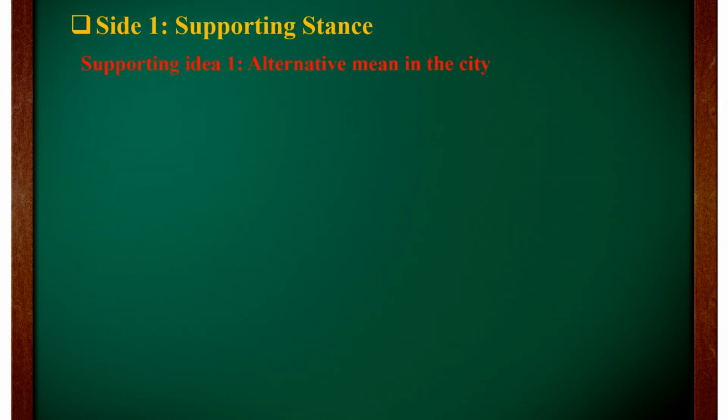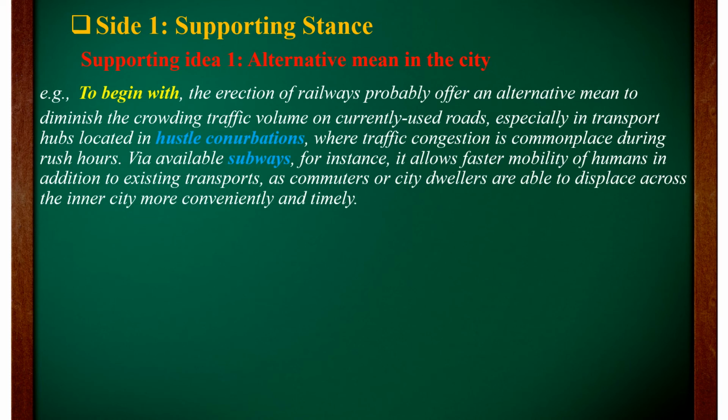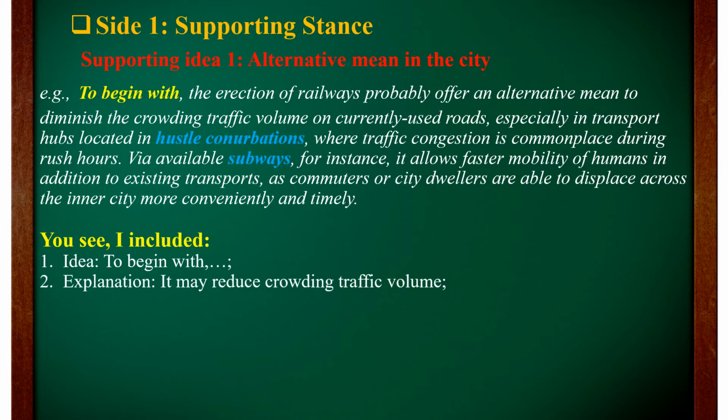The first supporting idea is alternative means in the series. Let's have a look at my example. As you see, I firstly introduce the idea by simply using a content connector to begin with. This is such a clear message to guide the reader what I was about to introduce. Then I began to explain why construction of railway may be beneficial for the city transportation.